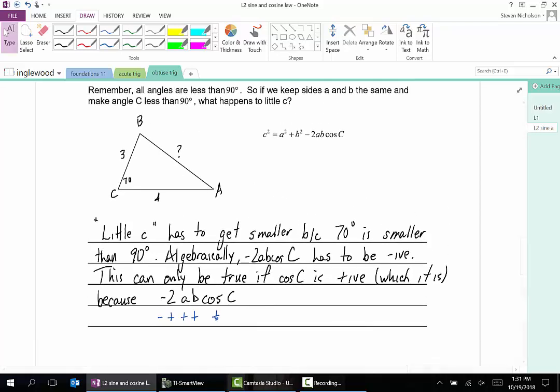And if we go back and look at plugging in numbers, like we're going to use the formula, here's what we'd end up with: 3 squared plus 4 squared minus 2 times 3 times 4 cos of 70 degrees. And we've done that calculation before, so we're not going to do it again.